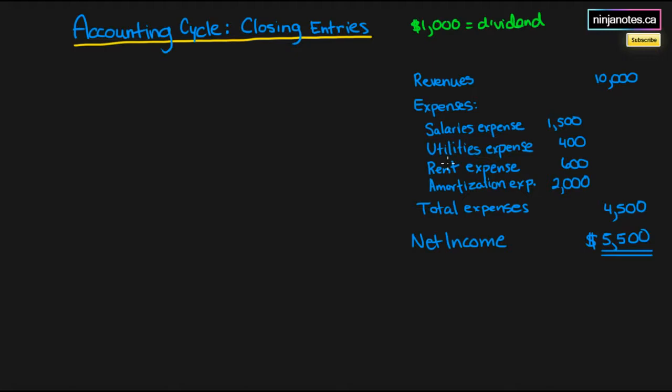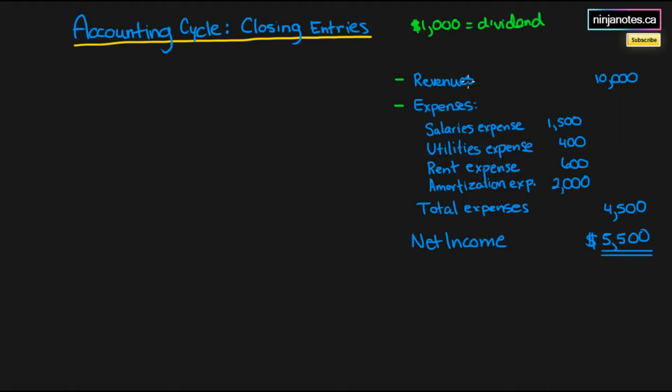Alright, so how are we going to actually close out these accounts? Well, we're going to do them in a specific order. We're going to first close out revenues. Secondly, we'll close out expenses, and then we're going to close out our last temporary account, which is dividends, last. So let's do this. Let's start with revenues.